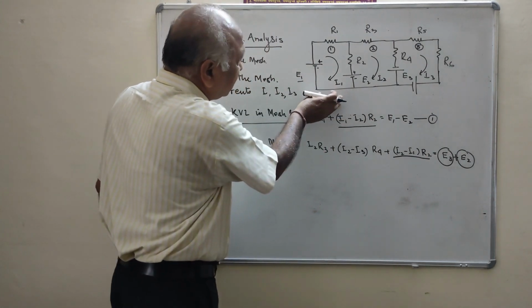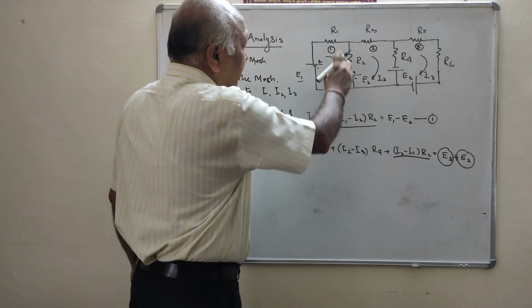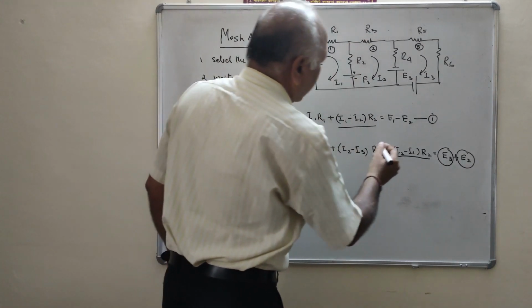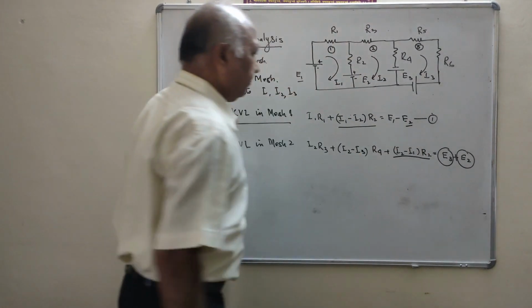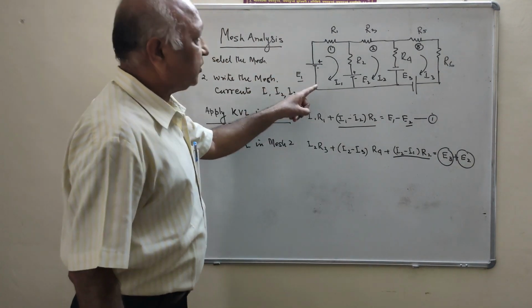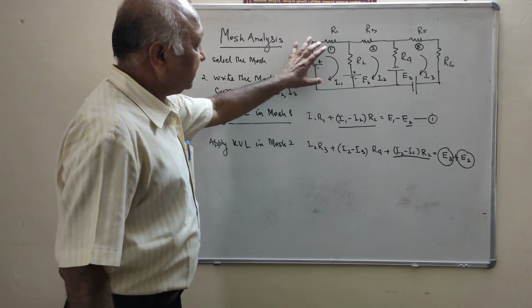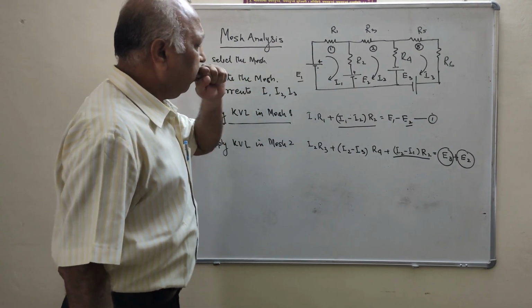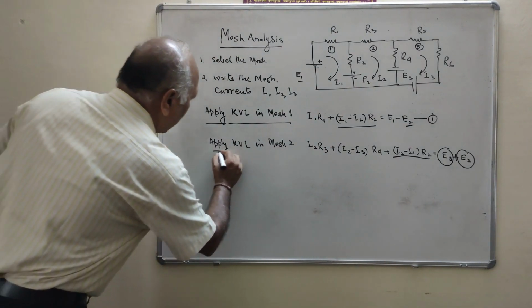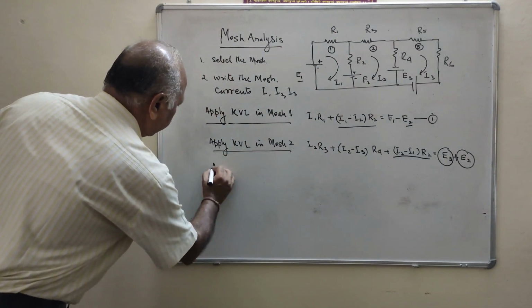But in reference of mesh 1, you will see I1 is going from positive to negative. That's why we are putting here the minus E2. Clear? That means when we write the mesh equation, we will see it is the dominating current and we will move accordingly. Clear? Now apply KVL in mesh 3.